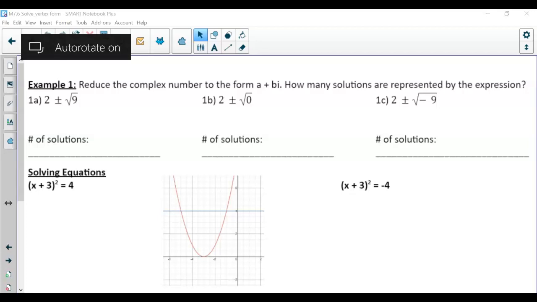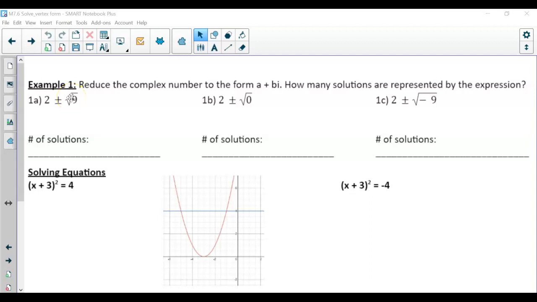In this lesson, we are discussing still solving quadratic equations, but now including if there is a complex solution. So example one is a mixture of review, but also what we'll be doing in this lesson today. So like for example, 1a, 2 plus or minus the square root of 9.